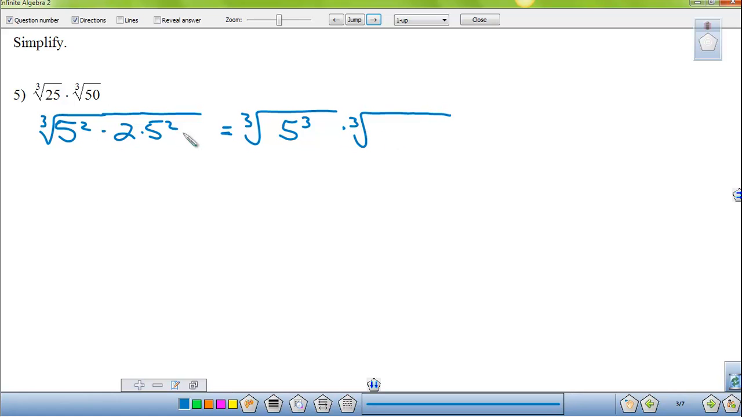We had a total of 4 fives over here. We've used up 3 of them, so we have an extra left over, and then we have that extra 2. So when we simplify this, the radical and the cube cancel each other out, and we're left with 5 times the cube root of 10. Try doing this next problem on your own.